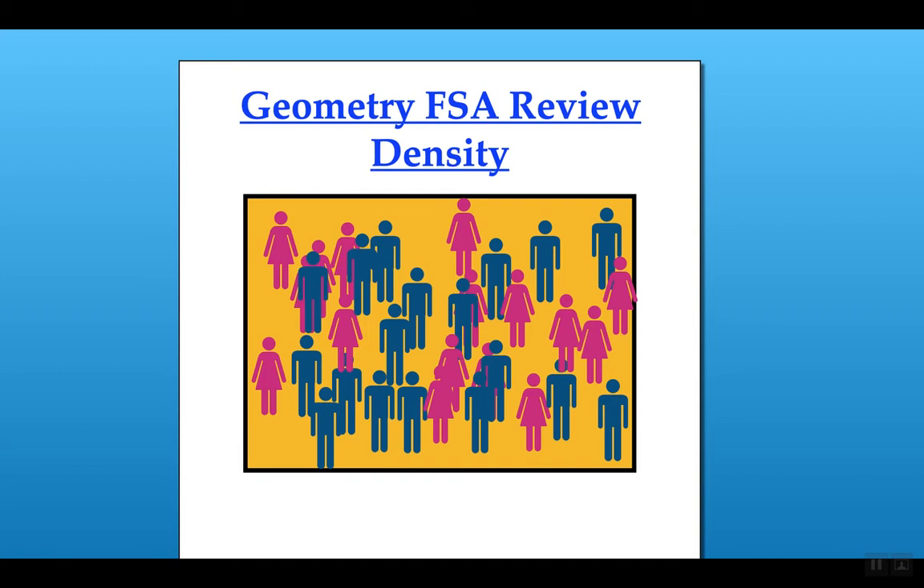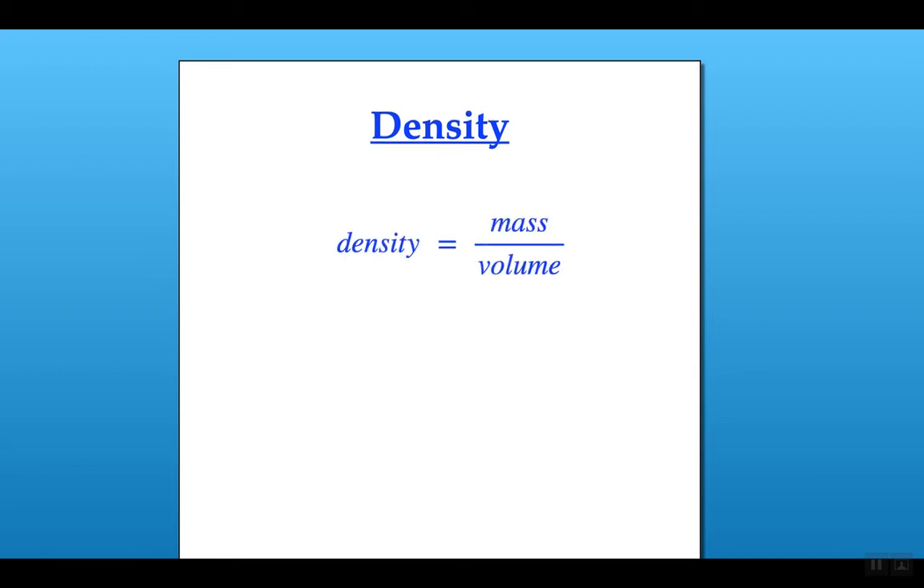Now, when it comes to density math problems, there's two formulas that you're going to have to be familiar with. The first one is density equals mass divided by volume. The next one is population density equals population divided by area. The easiest way to remember both of them is to just remember that density measures how tightly stuff is packed into a given amount of space. Let's look at our first question.